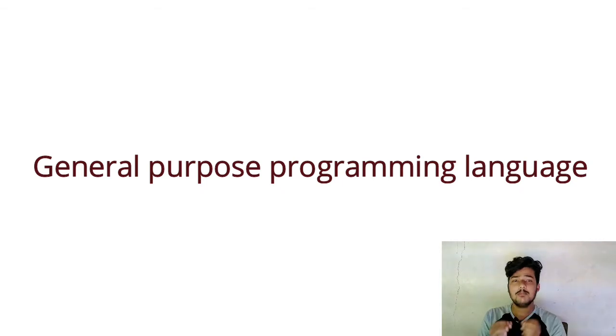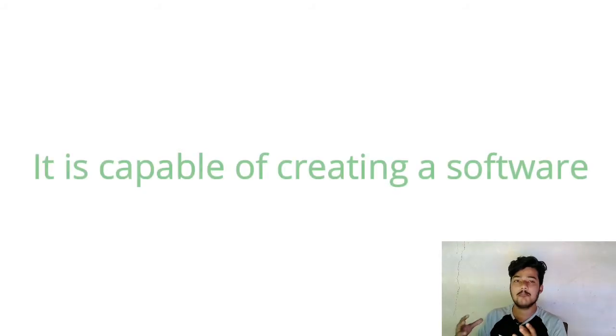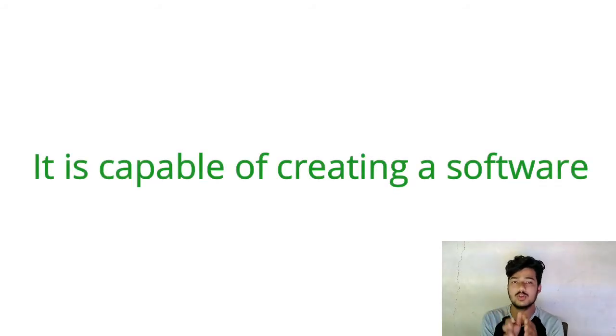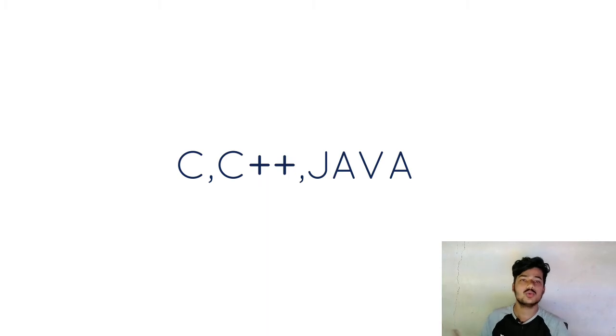And in programming languages there are two types. The first one is the general purpose programming language. The general purpose programming language has the capability to build a complete software, means a complete website, or creating a project completely by using it. So that is the general purpose language. Examples of general purpose languages are Java, C, C++. These are all general purpose programming languages.